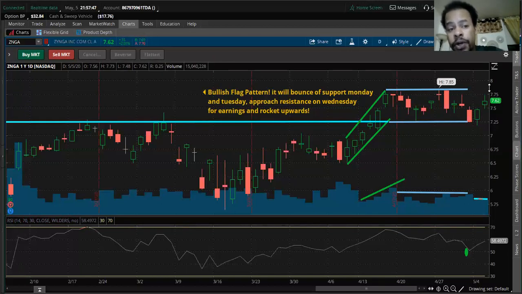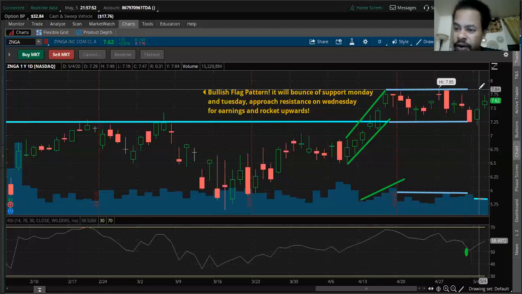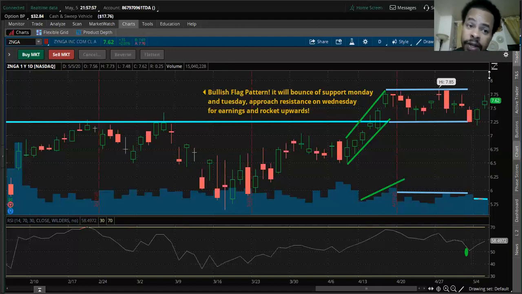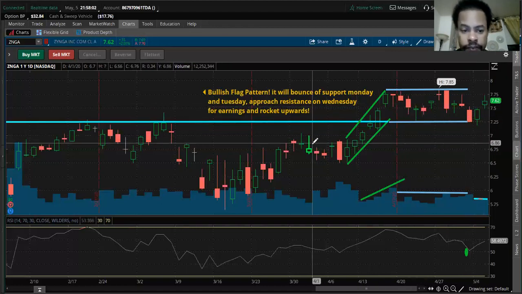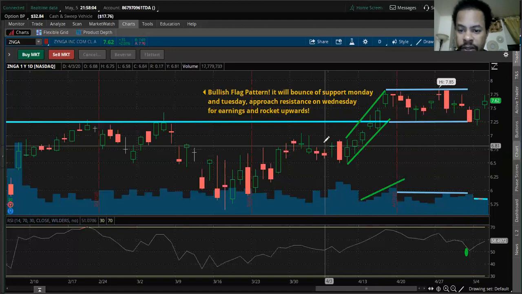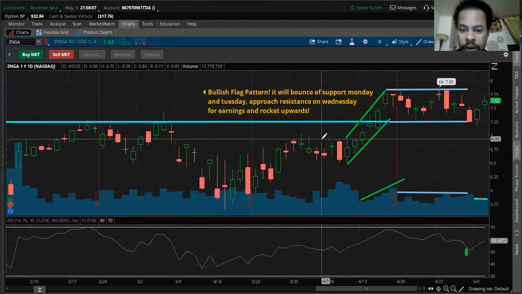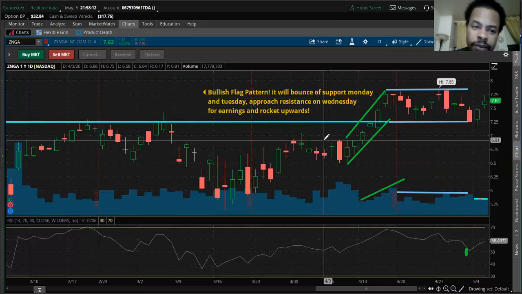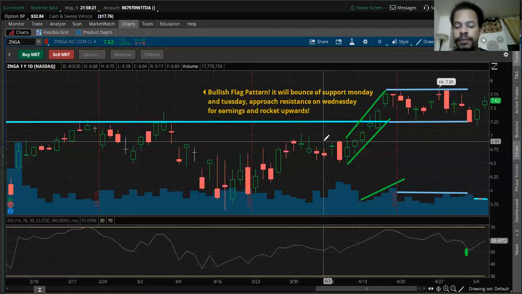So if they report good earnings, I think it's going to push past this resistance right here, and it's going to go into a new high. That's only if the earnings are good. If the earnings are bad, it might drop down to the previous resistance, which is probably going to be around that 690 level. However, I don't think it's going to drop to that level. I think it's going to skyrocket upwards. I think they're going to report good earnings and it's going to skyrocket upwards.